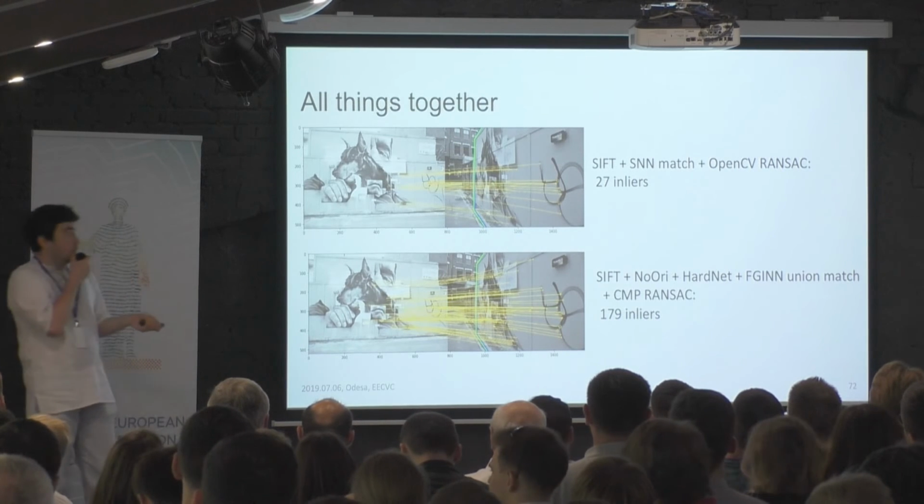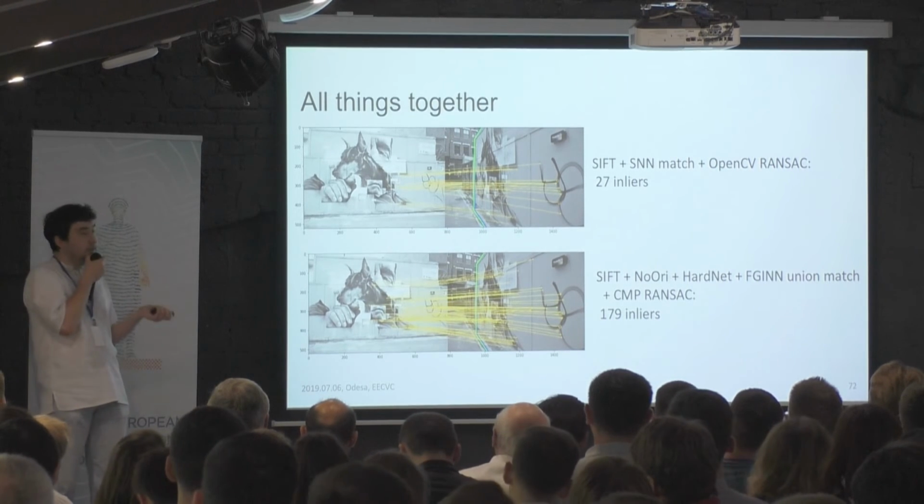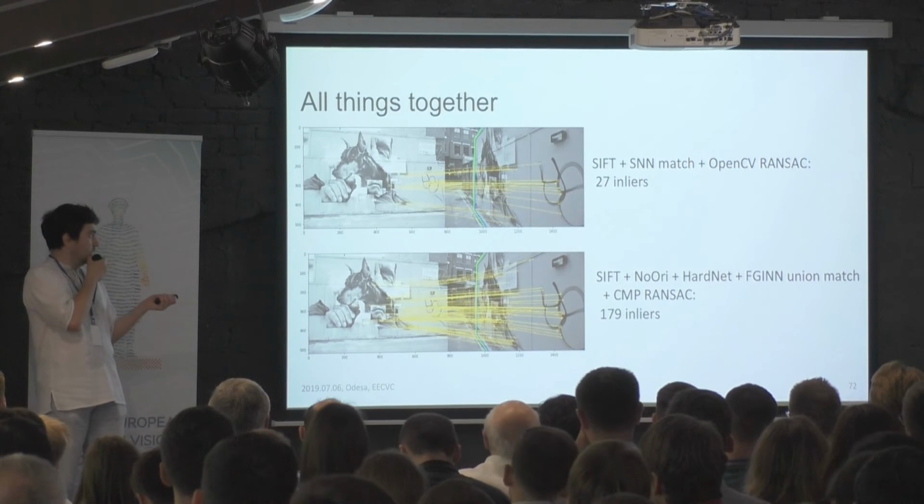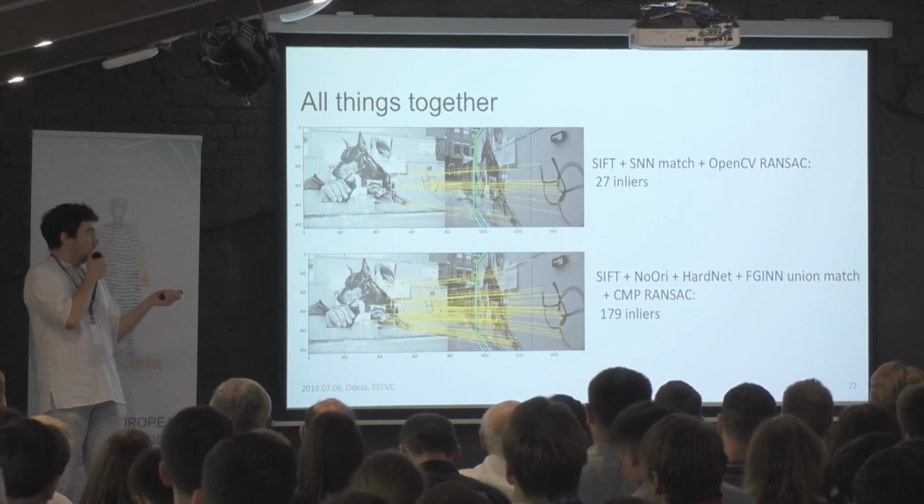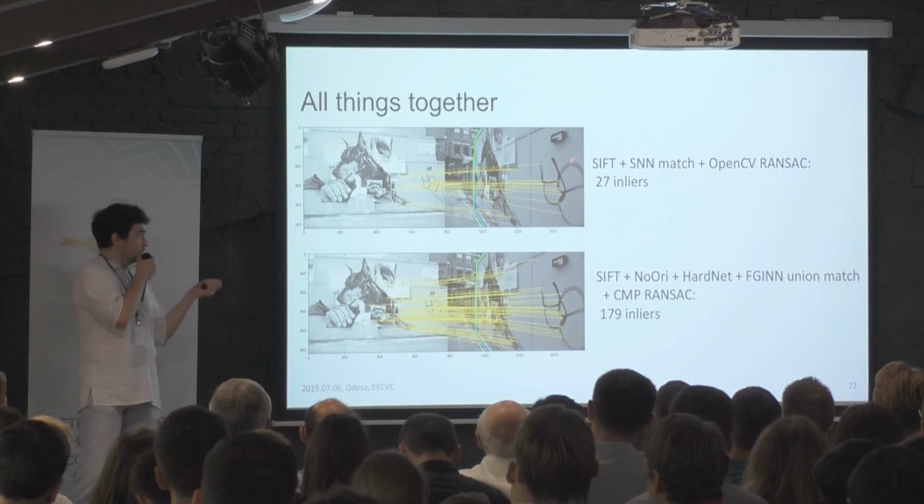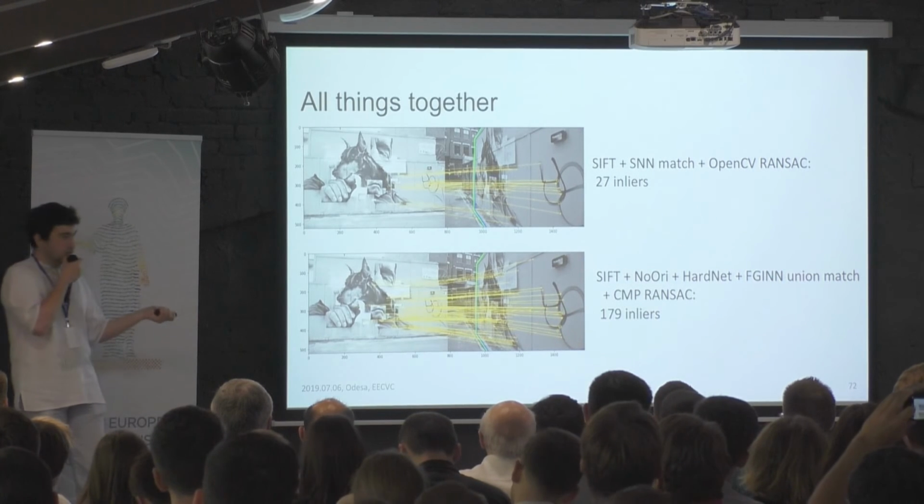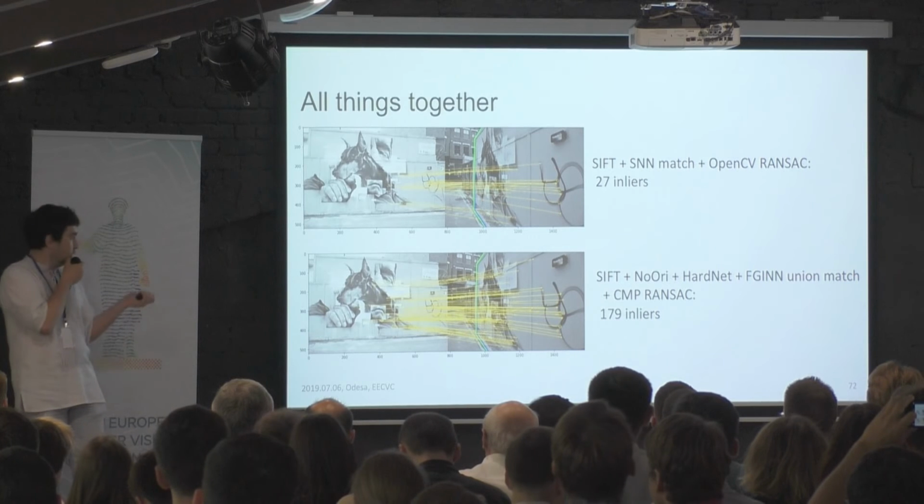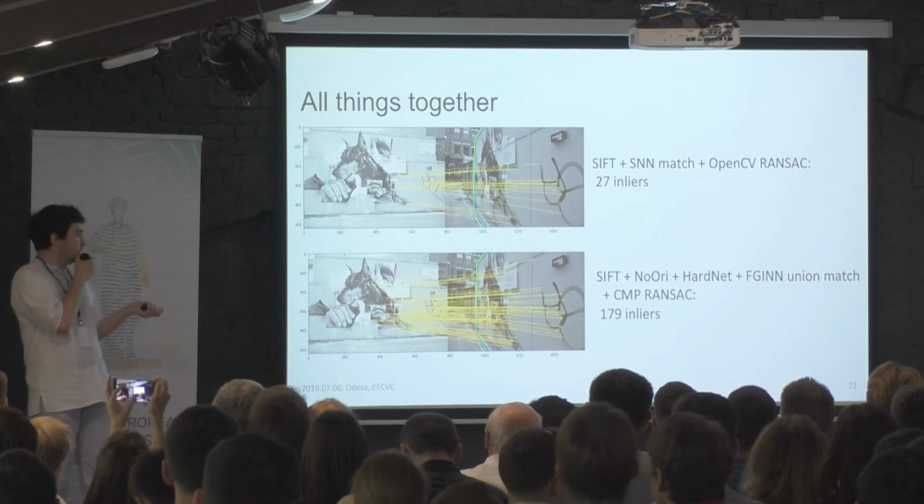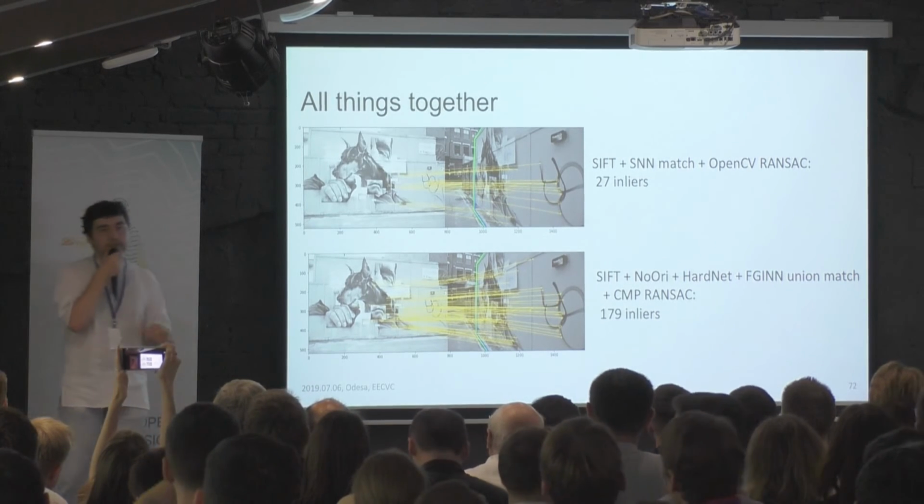Now, what if we combine all the things I mentioned together? This is not naive, this is the proper way how people do things, and this is how you do it with everything I mentioned. So you see that you have many more correspondences and a bit better geometrical model.